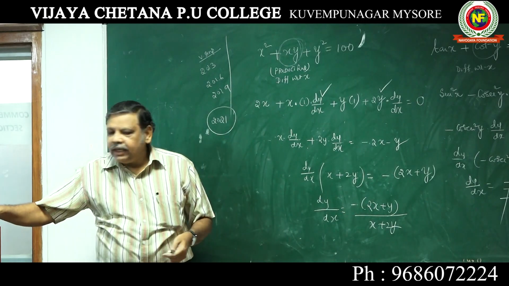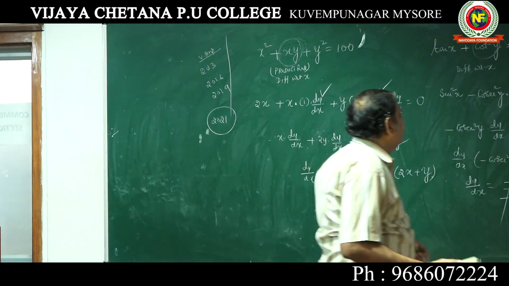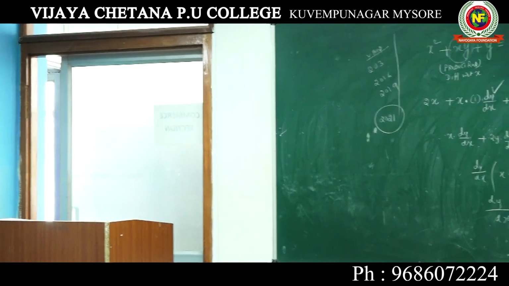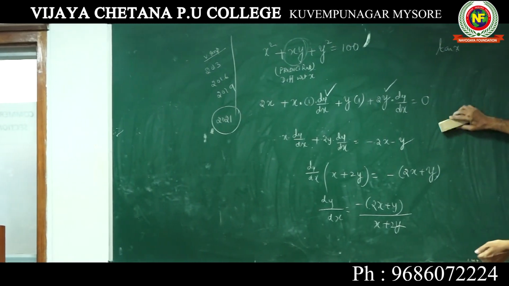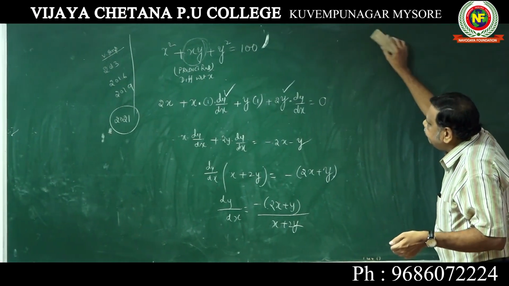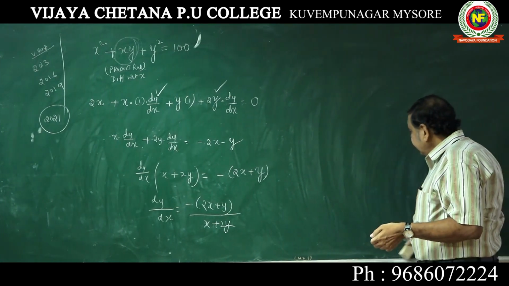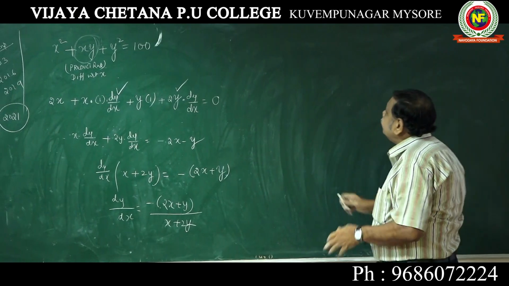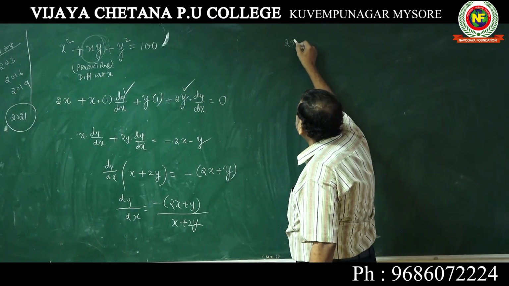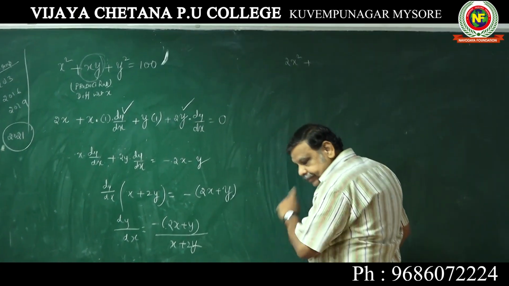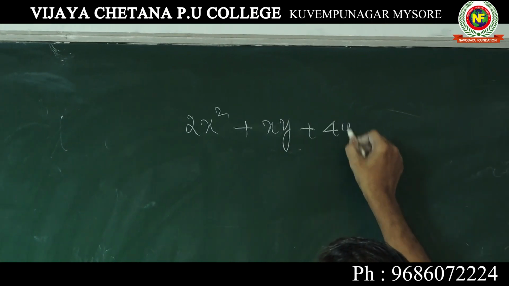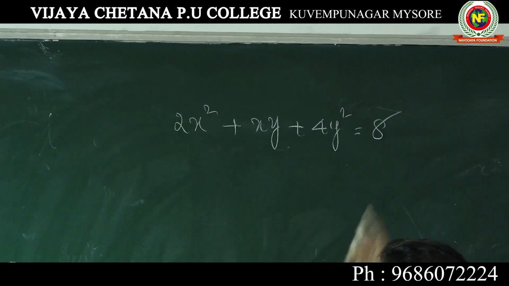x plus 2y. This is the last problem I do, and we shall continue in my next class: parametric functions. We shall do 1 or 2 of these and then we will go to inverse trigonometric functions. One more you can take: 2x square plus xy plus 4y square is equal to 8.